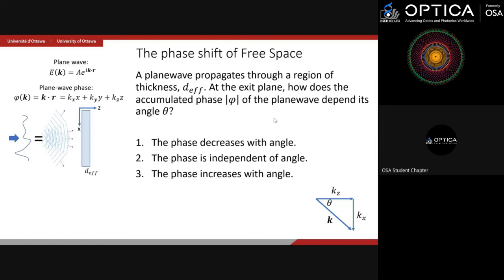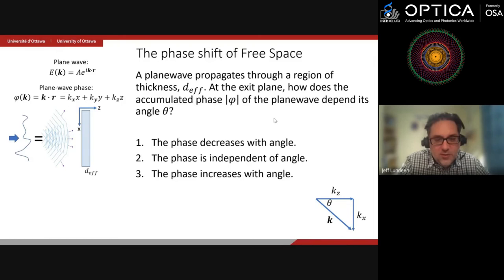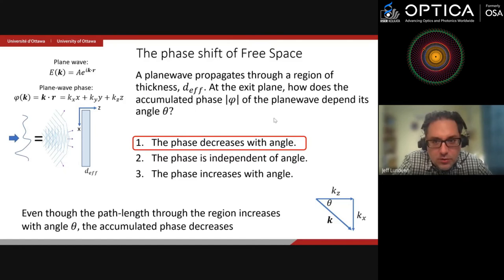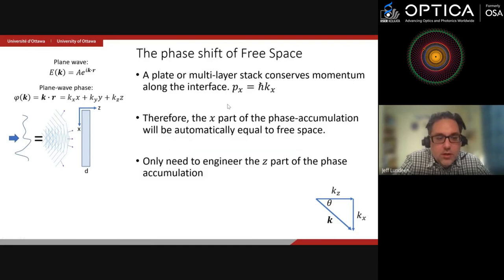Option 3, right. Okay. I asked this because it's a common one to get wrong, and it's one that I would have probably got wrong too if I didn't already know the answer. I only know it because I've thought about this quite a bit, and I'll show you why in a second. But the phase actually decreases with angle. Now, you might think that it increases with angle. It's completely reasonable to think that, because as you change the angle, you increase the path length through the medium, right? And the amount of phase that you pick up, if we think about a ray, is just related to the path length through the medium. So why does it decrease with angle instead of increasing?